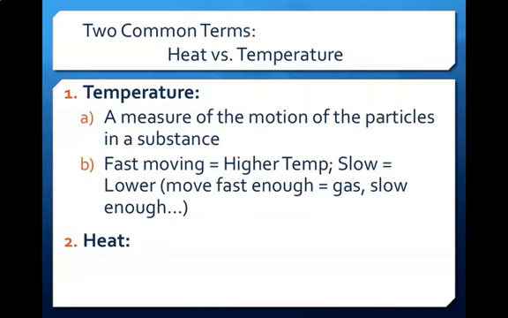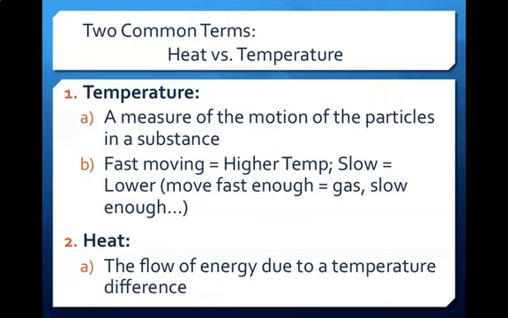Heat, on the other hand, is the flow of energy. So we're not measuring motion here. It's how energy flows due to a temperature difference. So if I'm holding my coffee mug with freshly poured coffee, my hands are initially a lower temperature because my particles are moving slower. The coffee has fast-moving particles, so if I were to measure the temperature, it would be much hotter, a higher temperature than my hands.